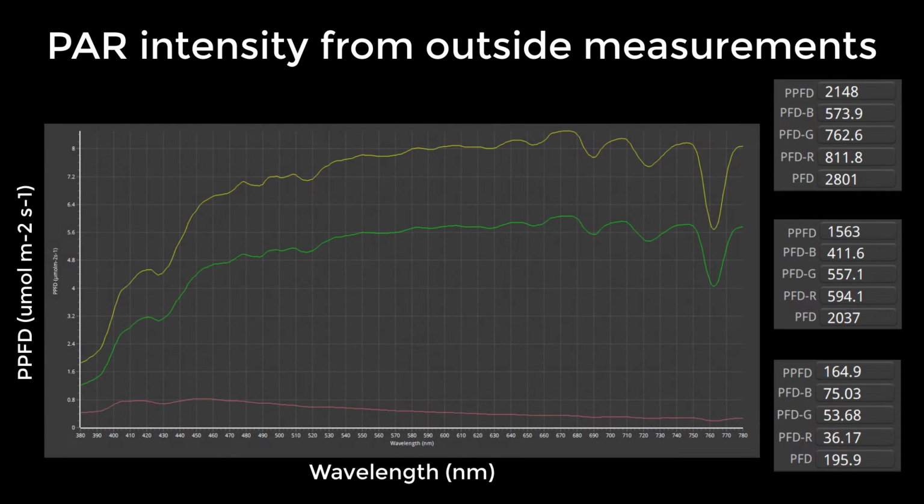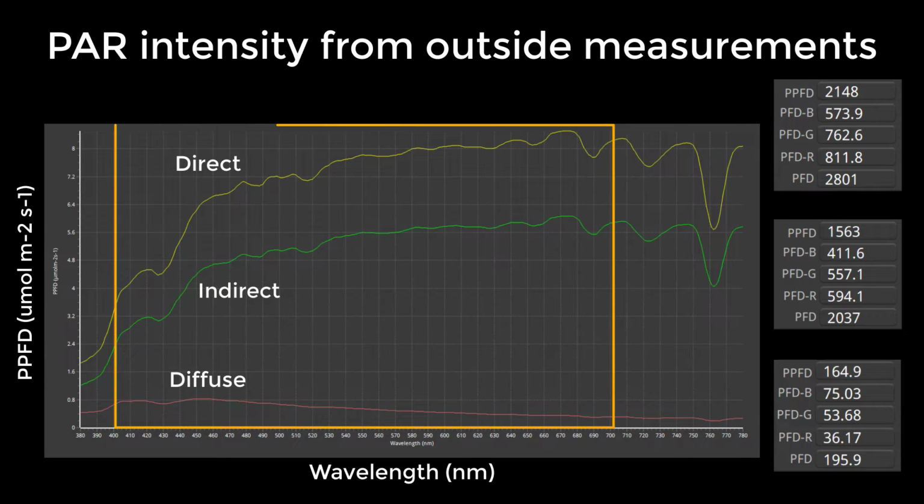Now let's take a closer look at the intensity from these measurements. And we have a plot here of the PPFD on the y-axis, wavelengths across the bottom, and our three measurements. Now let's highlight the area where we have the photosynthetic active radiation. And if we want to know the intensity in that PAR waveband, we integrate under the curve.